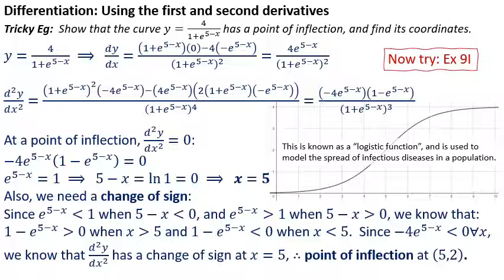And finally, now you can try exercise 9i in the book to test out everything that you now know about how to differentiate functions, e to the x, ln x, trig functions, along with the information we've now got about how the first and second derivatives can give you information about stationary points and points of inflection.